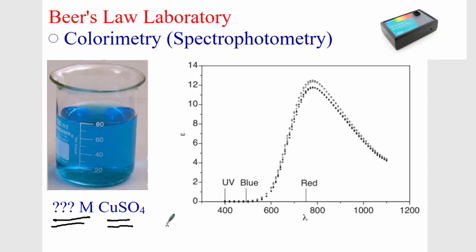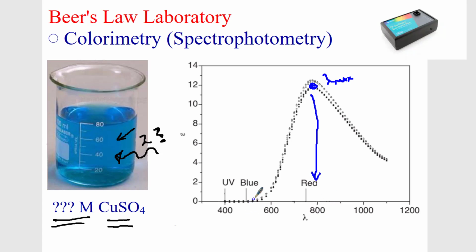Well, first we've got to figure out what wavelength we want to analyze this with. What wavelength of light are we going to shoot into this? What photon of light are we going to shoot into this? We're going to put this in a spectrophotometer, and you can see where this copper sulfate absorbs the most. It has the maximum absorbance at this wavelength right here, about 800, 750, something like that. It's going to be on the red end of the spectrum here.